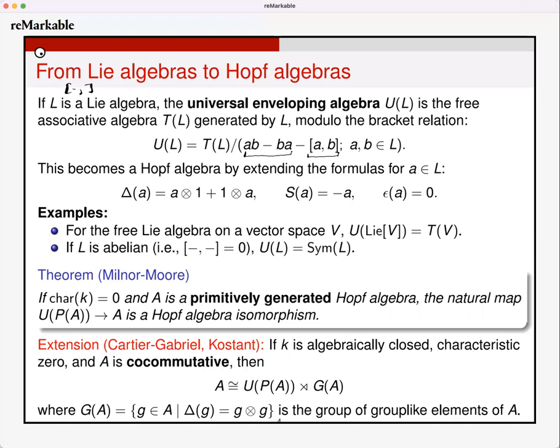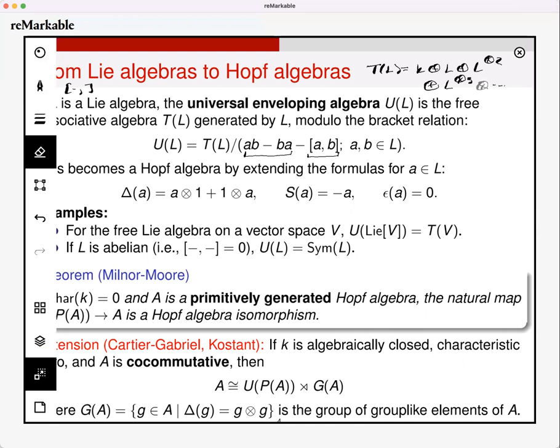Here, the free associative algebra is also usually called the tensor algebra, and it can be written down as follows. You just add up all, oops, that's supposed to be a plus.